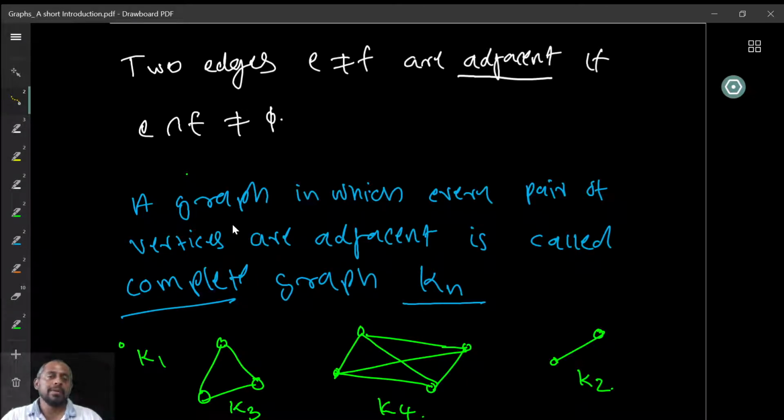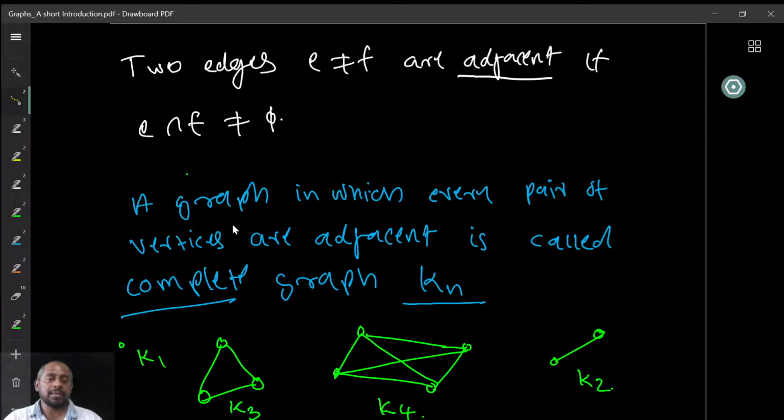Now, given two distinct edges, they are said to be adjacent if they have non-empty intersection. So if E and F are distinct edges, and E intersection F is non-empty, then they are said to be adjacent. Now, a graph in which every pair of vertices are adjacent is called a complete graph. This is something which we will use many times.